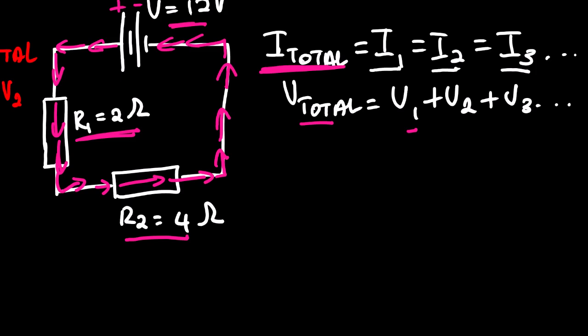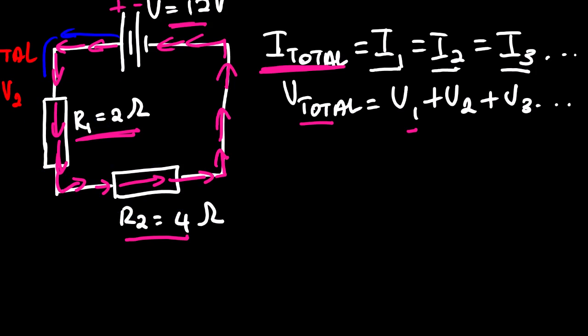It means when the 12 volts is traveling from the battery, some of the voltage will be left in R1, and then the remaining voltage will go through R2, and when you add the two potential differences, they will give you the total of 12 volts. I hope you can see that.